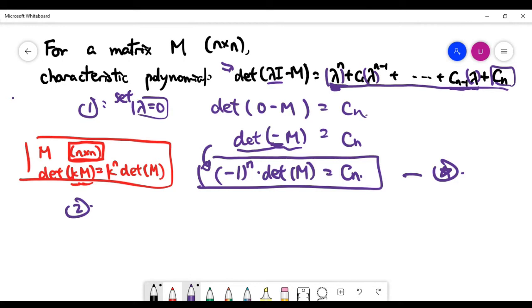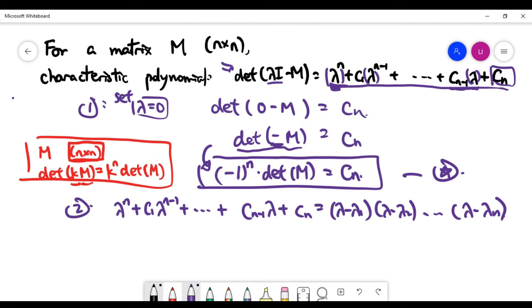For example, if you're able to factorize the characteristic polynomial in this way, please look at the current equation. I'm not claiming that all the eigenvalues are distinct. Some of them may be the same. In that case, it means the eigenvalue is repeated. It has multiplicity higher than 1. And let's now try to set lambda to be 0 on both sides, left and right.